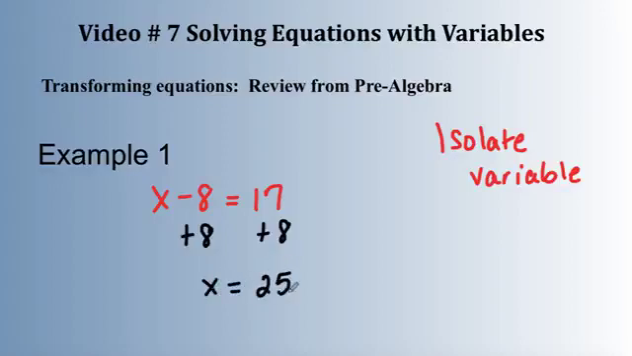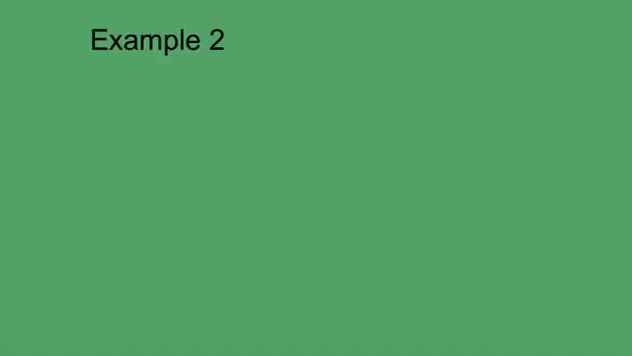What's really nice about solving equations with variables is you can always check your answer. For example, I can write 25 minus 8 and ask myself, does that equal 17? And it sure does. So I know that I've done the equation right. All right, so they can get a little harder. They get a little harder when I throw other parts into it.